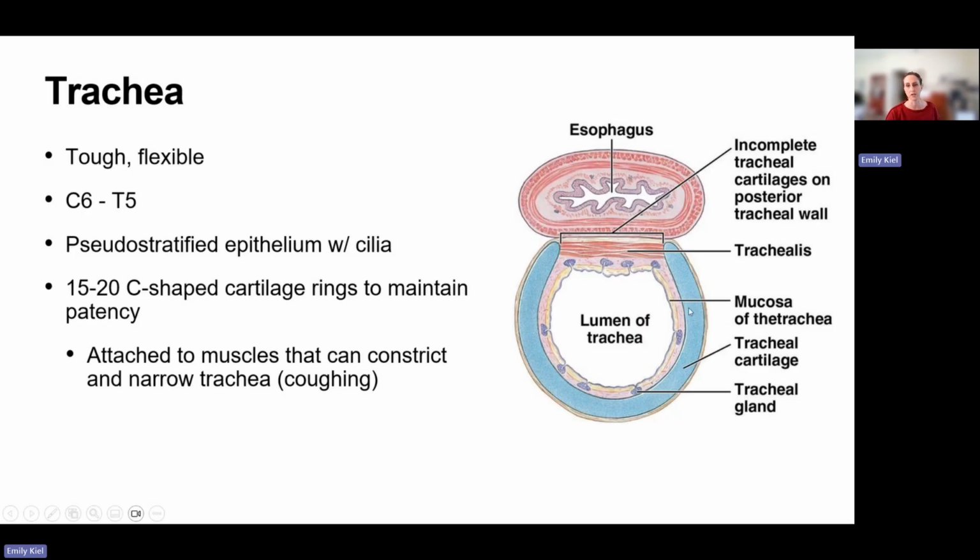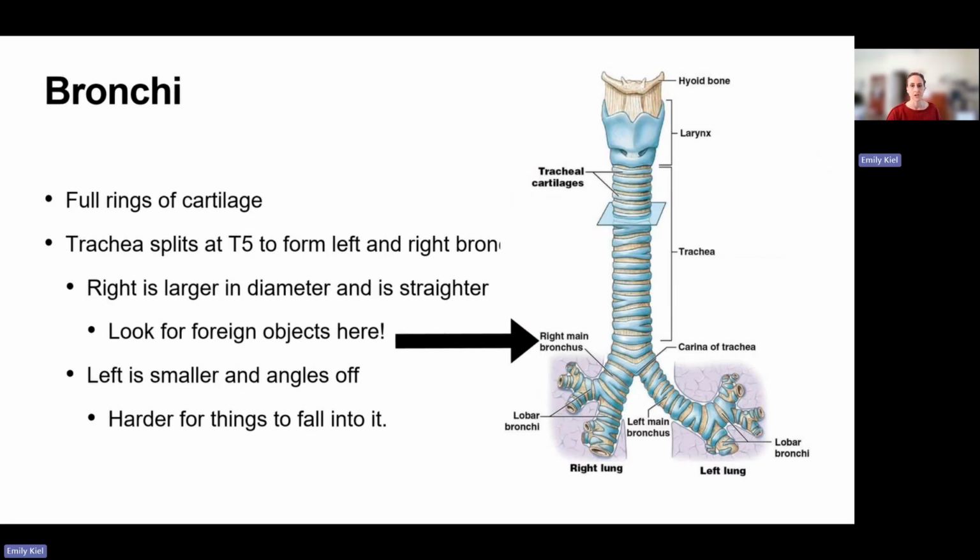So these rings are not complete circles. There's a muscle that runs between the free ends. You've got your mucosa here, the lumen, you have your tracheal cartilage, and then here are some of those glands producing that mucus as part of the defense system. From the trachea, you can see the cartilages and how they're going to help it be structured but flexible. We're going to move into the bronchi.